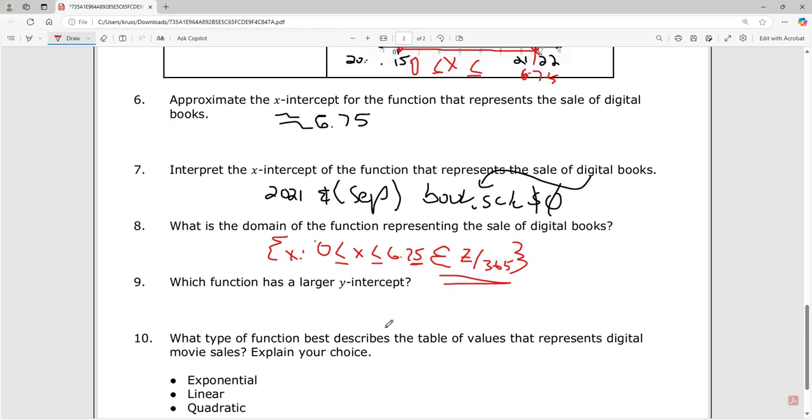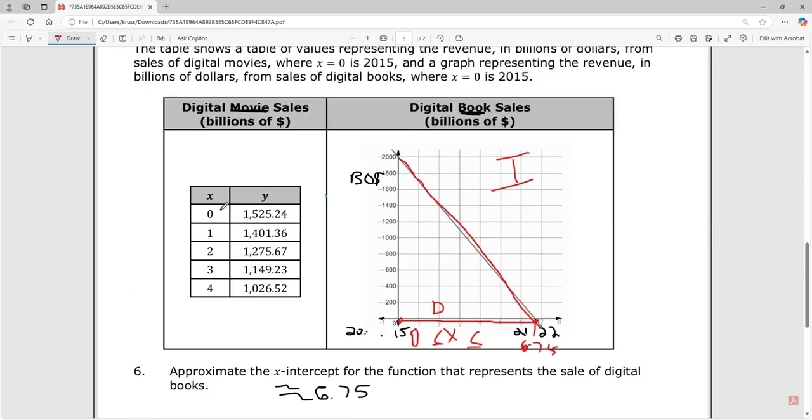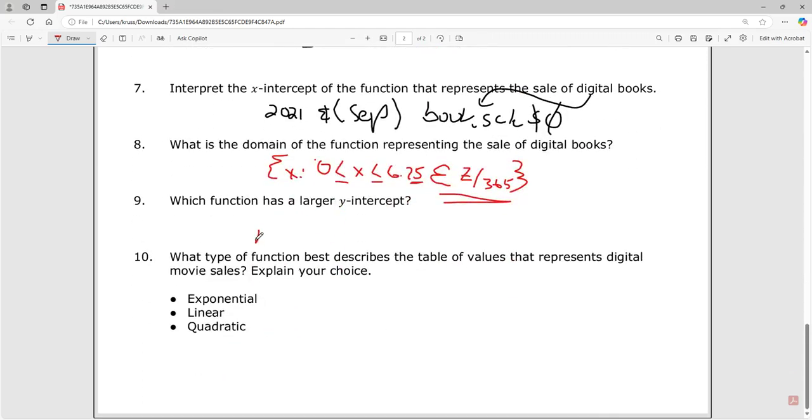Okay, which function has a larger y-intercept? Well, when x is 0, y is my y-intercept. So this one has a y-intercept of about 2,000. That's my b value. This one has a y-intercept of 1525.24. So this is bigger than that, right? So book sales, at 2,000.